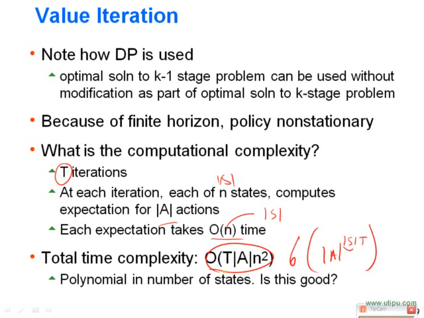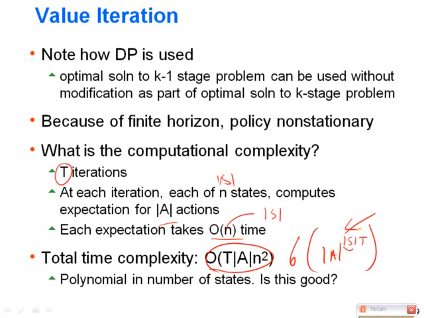Which looks great if you are expecting the exponential, because this is polynomial in the number of states. It's pretty sucky if you realize that in any realistic problem, the number of states can be very, very high. So to be polynomial in the number of states is not something that you want to write home about. Do you see what I'm saying? This is something that you want to keep in mind.